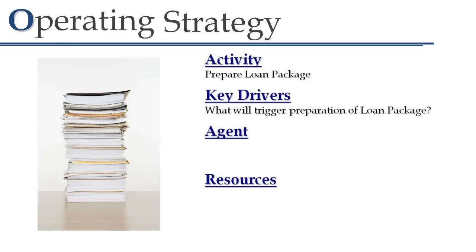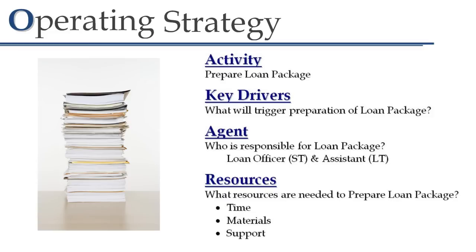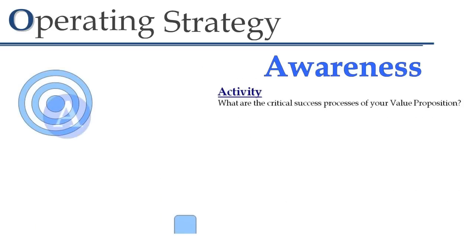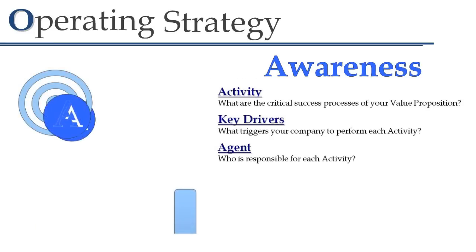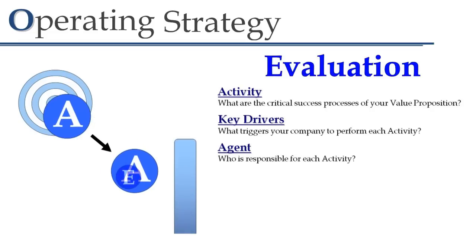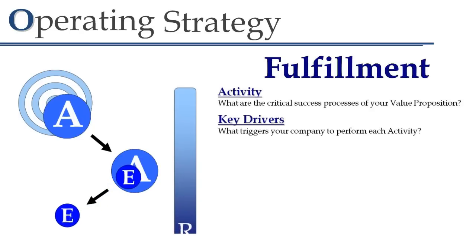What will trigger the assistant to start compiling the loan package? Who will fulfill the role of the assistant in the short run and the long run? What resources does the assistant need to prepare the loan package? Applying the operating strategy framework to each critical success process in your business strategy can be tedious, and it's a long process, but defining these elements is necessary for a well thought out plan of action.